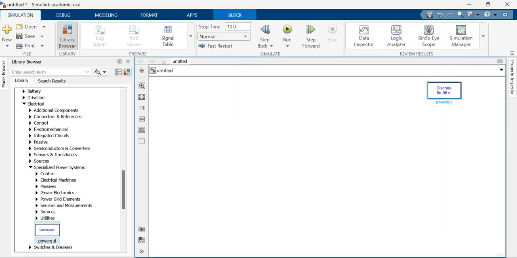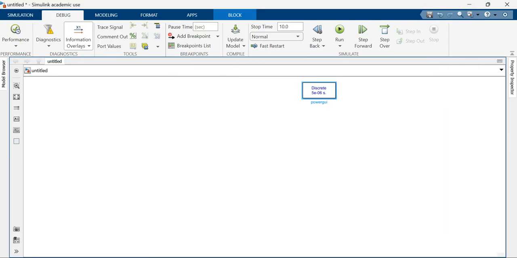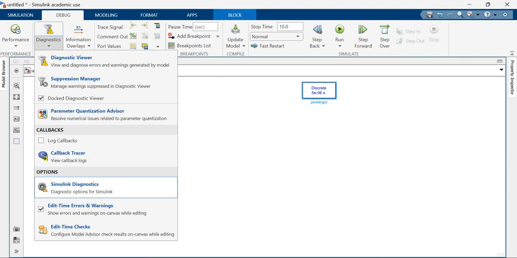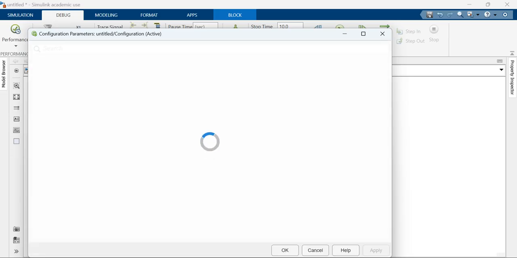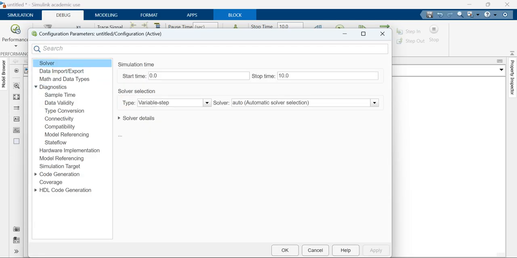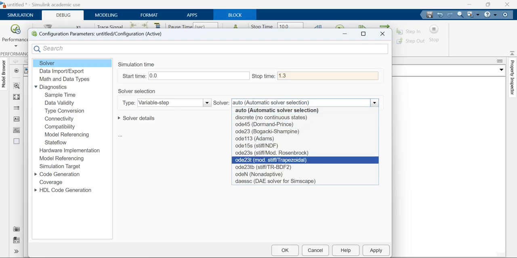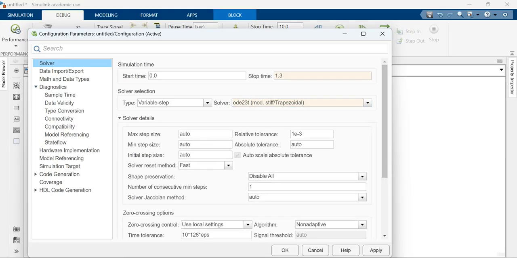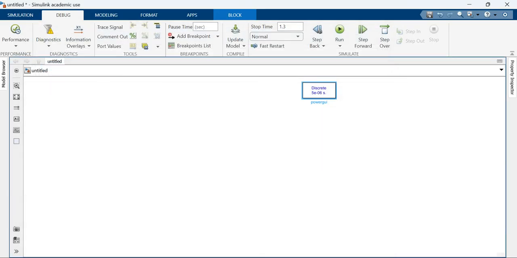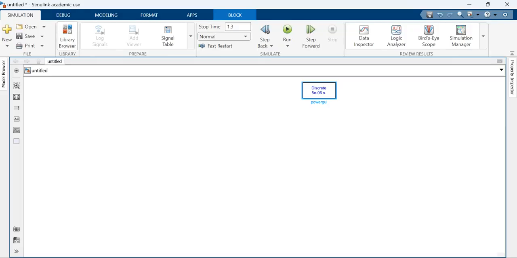At the same time, I go to debug and keep my simulation diagnostic settings as solver. Go to solver. I simulate for a time of 1.3 seconds and go to the solver. Try to take ODE 23 T and maximum step size is 1 e power minus 5. So these initial settings are needed to do the simulation. Let me give OK. Now again I go to library browser.